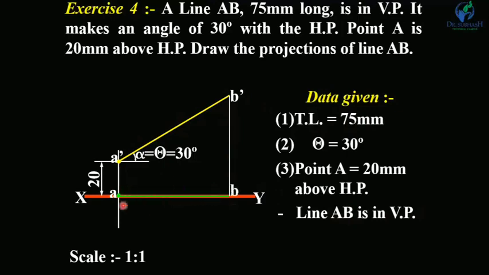So AB is the top view and A dash B dash is the front view. This A dash B dash is of true length and AB is the apparent length. Okay, so length of AB is known as the plan length and is not equal to true length. So front view is equal to true length and top view is not.